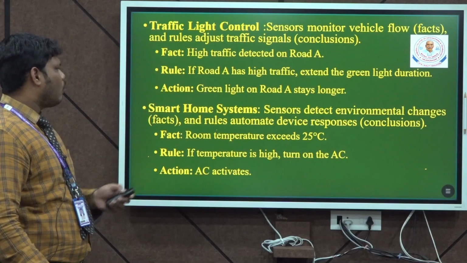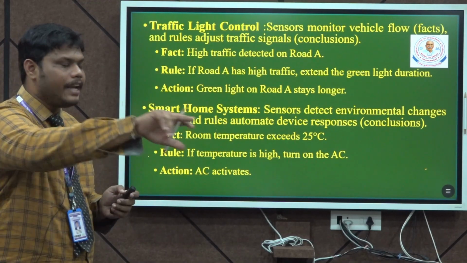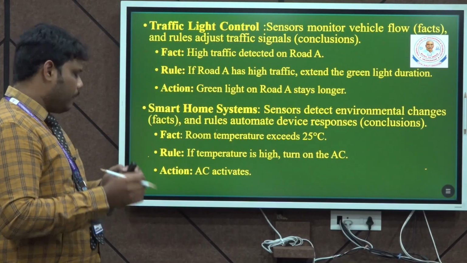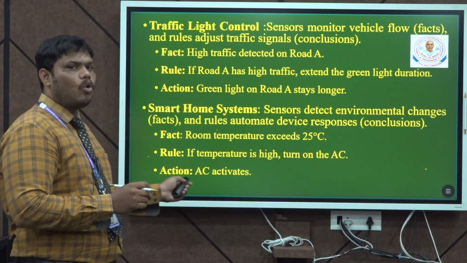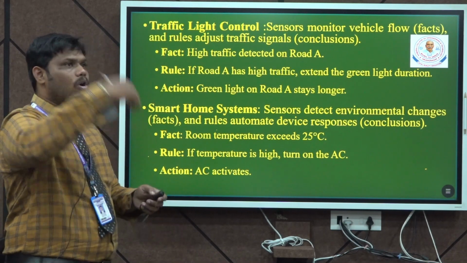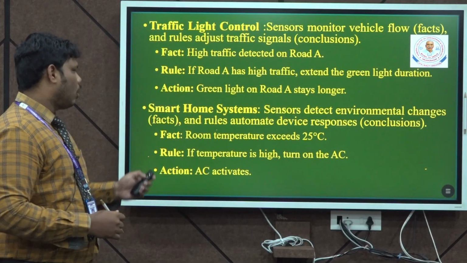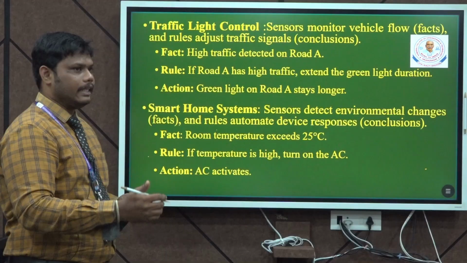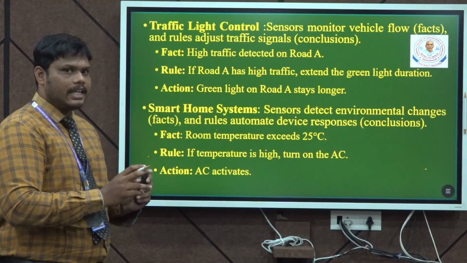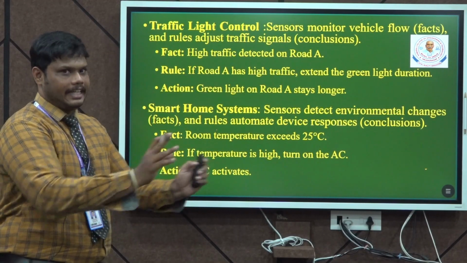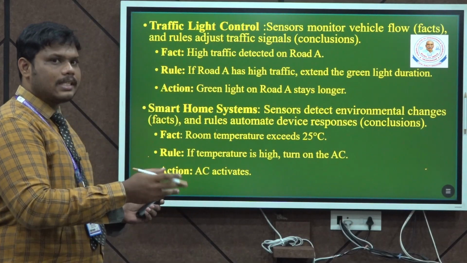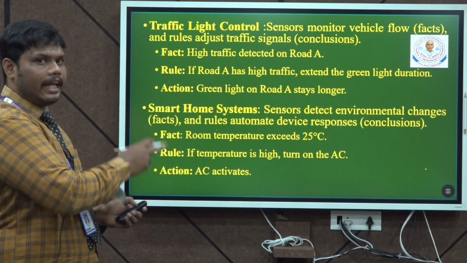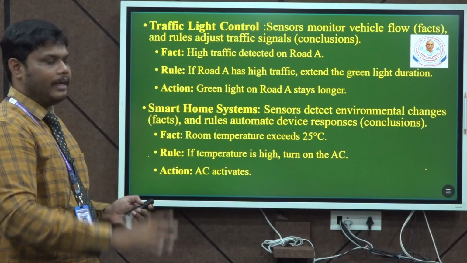And even in a smart home system, the sensor detects an environmental change, that's a fact. Let's consider the fact that the room temperature exceeds 25 degrees Celsius. So the rule is, if the temperature is high, then you have to switch on the AC. So the action is the AC will automatically activate. So the expert system concludes the action: the AC has to activate automatically.